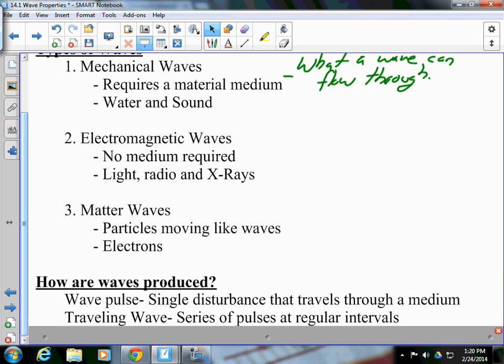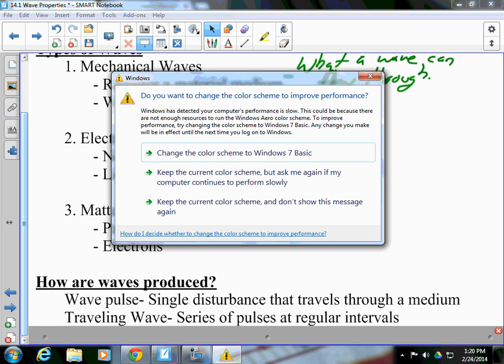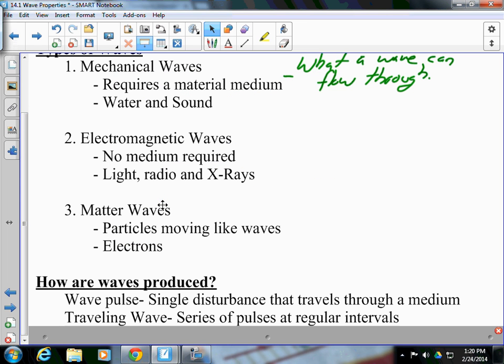When we talk about how waves are produced, it typically results in a disturbance that travels throughout the medium. So if you consider a mechanical wave, I throw a rock in a pond, and the water ripples out. That's a wave pulse, a disturbance caused throughout the medium. A traveling wave, then, is a series of pulses at regular intervals. So if I kept throwing a rock in the pond at the same exact time, that would be a traveling wave, though a poor example. So three types of waves: mechanical, electromagnetic, and matter.